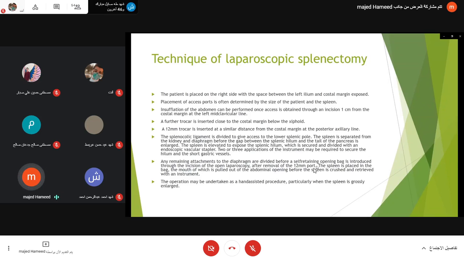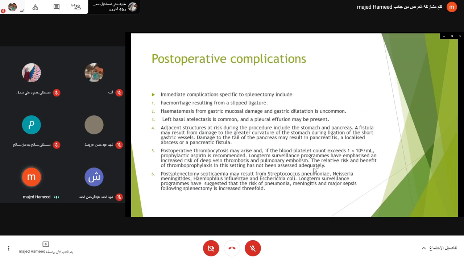The operation may be undertaken as a hand-assisted procedure, particularly when the spleen is grossly enlarged. Postoperative complications. Immediate complications specific to splenectomy include hemorrhage resulting from a slipped ligature, hematemesis from gastric mucosal damage, and gastric dilatation. Left basal atelectasis and pleural effusion are common.